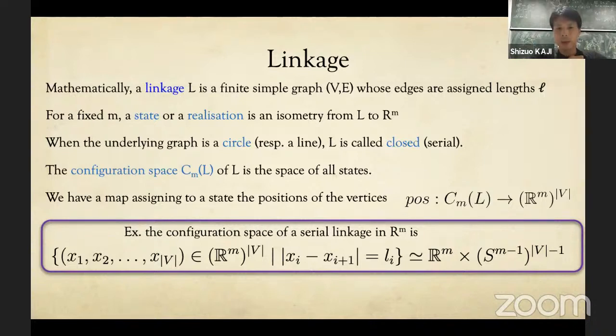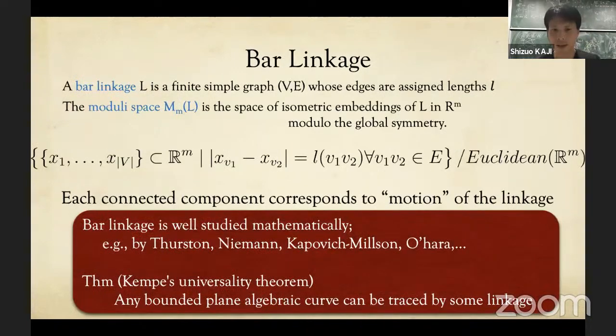So the space of all possible realizations of a given linkage is defined by the set of real solutions to a system of quadratic equations. Here, the quadratic equations dictate the length of links, the length of bars. Okay, and this object has been studied in mathematics for a long time, from Euler to Thurston.